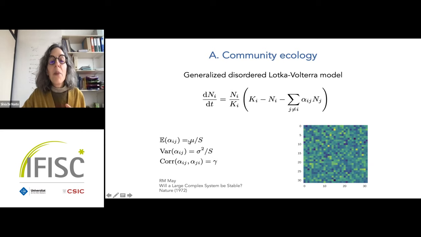So there will be an average, a standard deviation, and a symmetric correlation gamma. And if you have no symmetric correlation, then this figure represents a matrix where the interactions are just chosen at random.